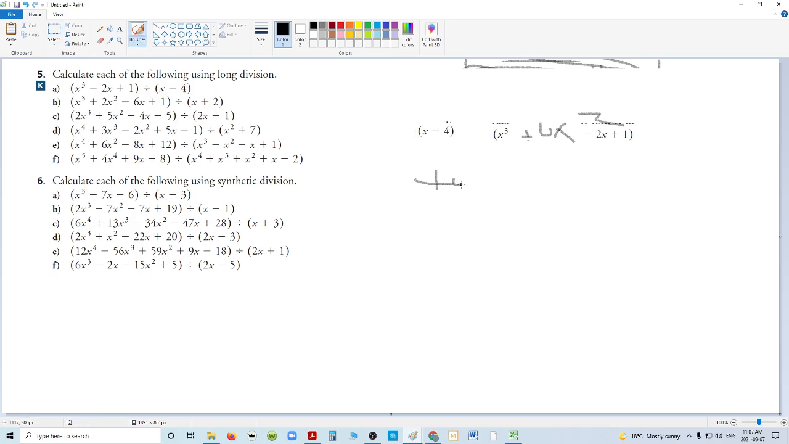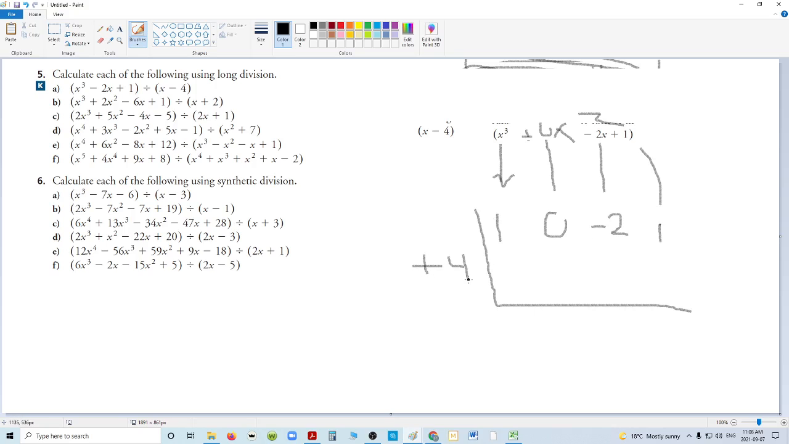Plus 4. And what's the number in front of each of these? Well, the coefficient in front of the x cubed is 1. The coefficient in front of the 0x squared is 0. Coefficient in front of the minus 2x is minus 2. And finally, the 1. Then you do a bracket like that, and you start with your root. You start by bringing the 1 down, and that's going to be 1x squared. We'll just put the x squared in later.